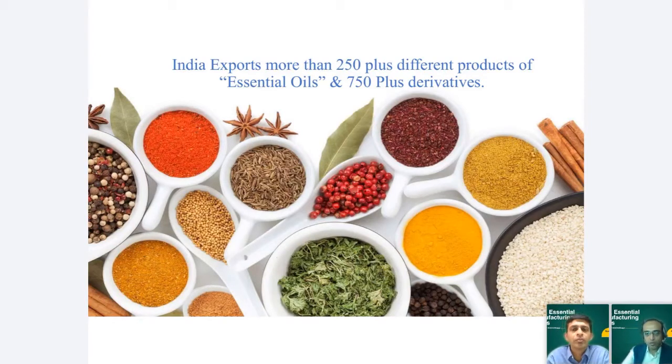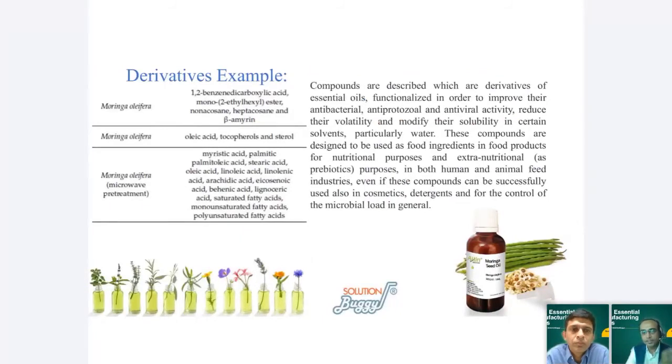I'm coming to the next slide, which shows how these oils can be differentiated. I'm taking one example of moringa, the drumstick. A drumstick seed oil is extracted, drumstick plant leaf oil is extracted, and bark oil is extracted. So oil can be extracted from all parts of moringa, but each has different derivatives. Coming to the technical words, 1,2-benzenedicarboxylic acid, mono 2-ethylhexyl ester can be derived from moringa. It is also a combination of moringa oil, oleic acid, tocopherol, stearic acid, myristic acid, palmitic acid, stearic acid, oleic acid.